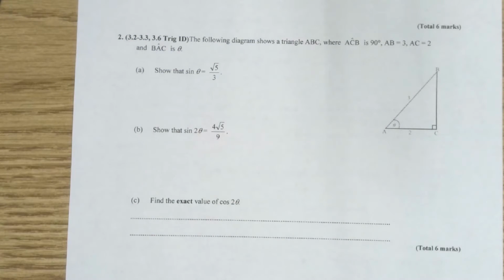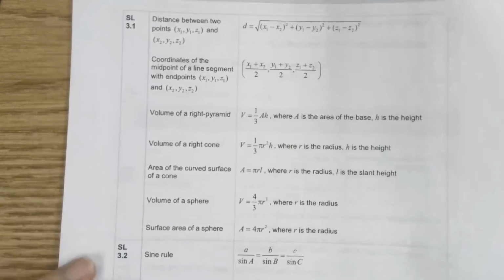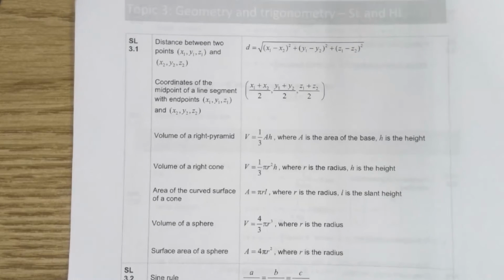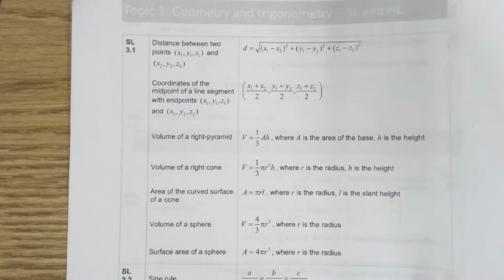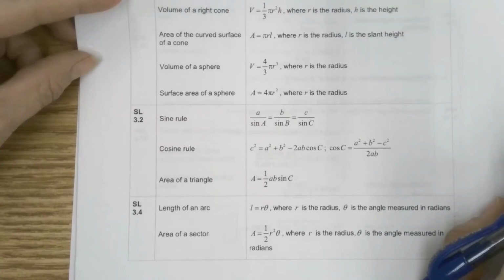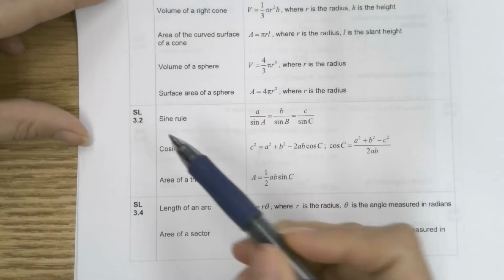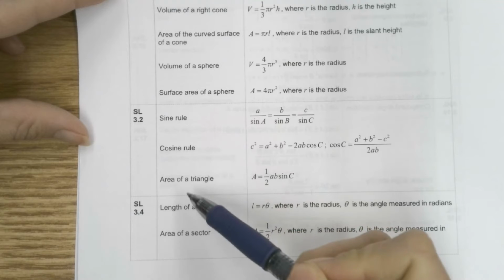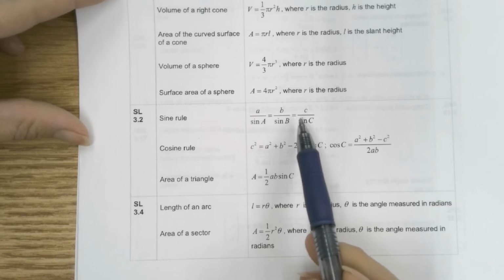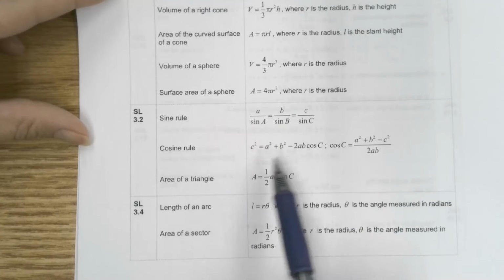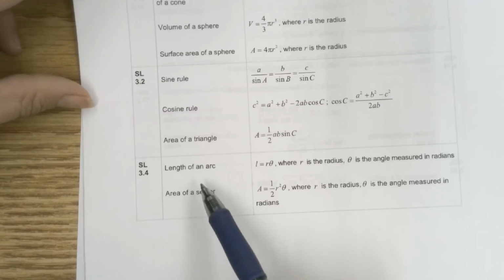Okay, so let's take a look at the formula packet. In our formula packet, the very first topic, 3.1, is actually geometry. That's going to be a separate video. So what you're going to be seeing in the trigonometry unit are things like sine rule, which is what they're calling law of sines, the cosine rule, which is law of cosines, area of a triangle, length of an arc, area of a sector.